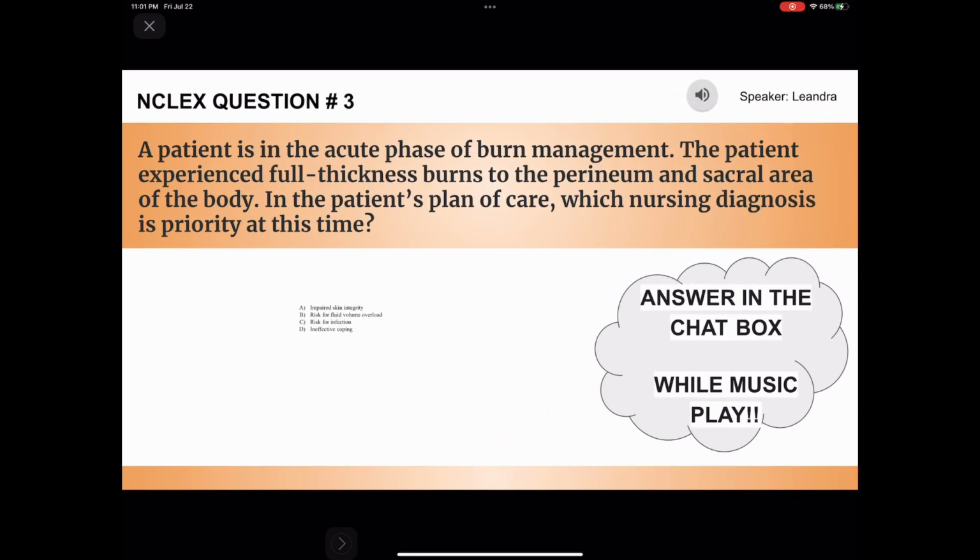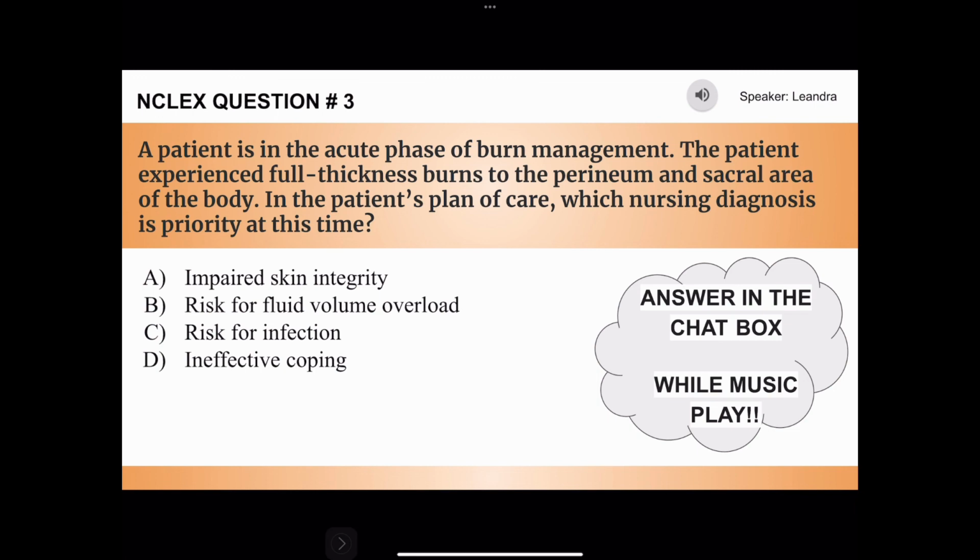NCLEX question number 3. A patient is in the acute phase of burn management. The patient experienced full-thickness burns to the perineum and sacral area of the body. In the patient's plan of care, which nursing diagnosis is priority at this time? A. Impaired skin integrity. B. Risk for fluid volume overload. C. Risk for infection. Or D. Ineffective coping. I'll give you a couple seconds to answer.